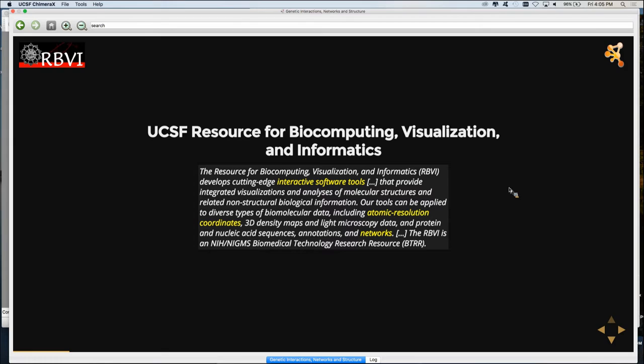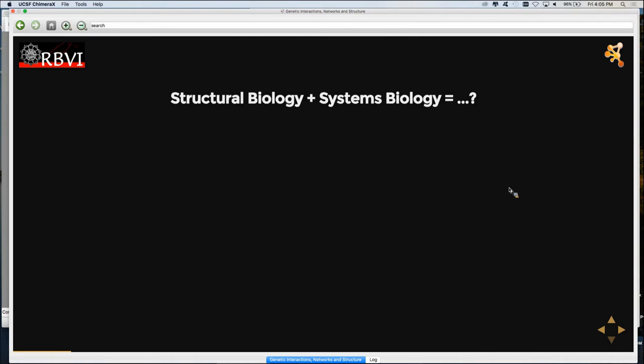Couple of the tools that we do, we focus on atomic level interaction, molecular visualization. But we also do networks. So what I'm really here to talk about is this combination of structural biology and systems biology. And first I should say, this is a note to myself, if you're a structural biologist, I apologize in advance for what I'm about to say. If you're a systems biologist, I apologize in advance for what I'm about to say, because I'm going to make some gross generalizations here, and you may say, well, I don't fit that category. It's okay.